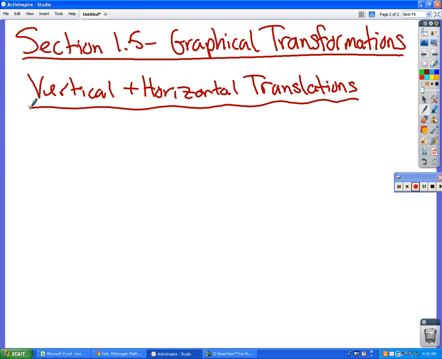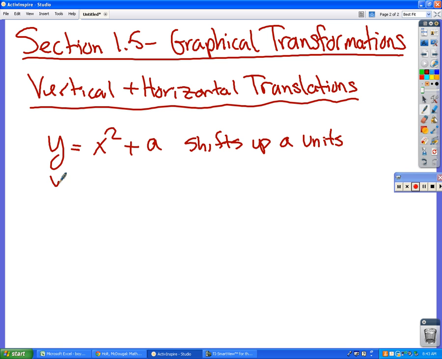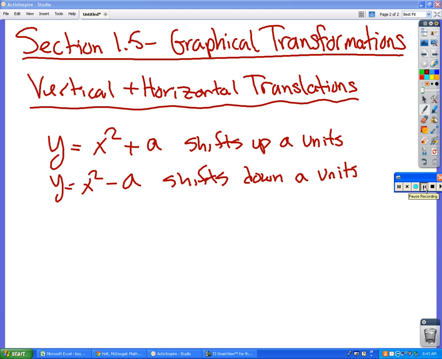Okay, so like I said, we've seen this before. If you want to do a vertical translation, if we start with a simple function like y equals x squared, how do you shift it vertically? Yeah, you can just add something onto there. Or if you wanted to shift it down, then you can subtract something from there.